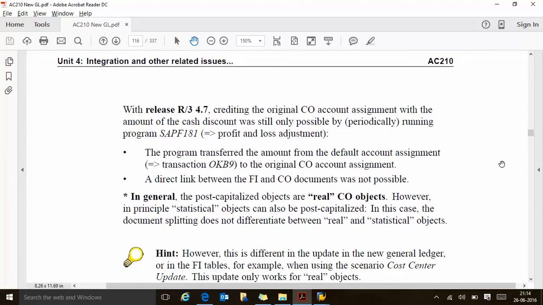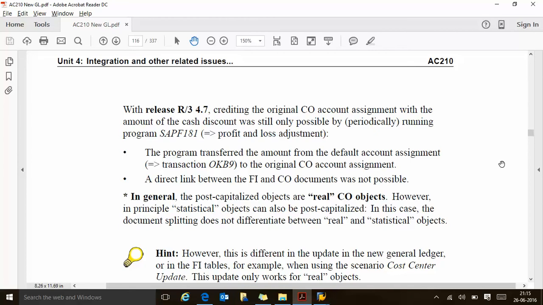With older releases, crediting the original CO account assignment object with the cash discount was only possible through a program which we had to run. This was the reconciliation program, FI to CO reconciliation. The program transferred the amount from the default account assignment object to the original CO account assignment object. This program used to pick up from transaction OKB9. OKB9 is the default account assignment where you assign the cost object by default to some of the GL accounts, like for a company code and GL account, this is the default cost object.